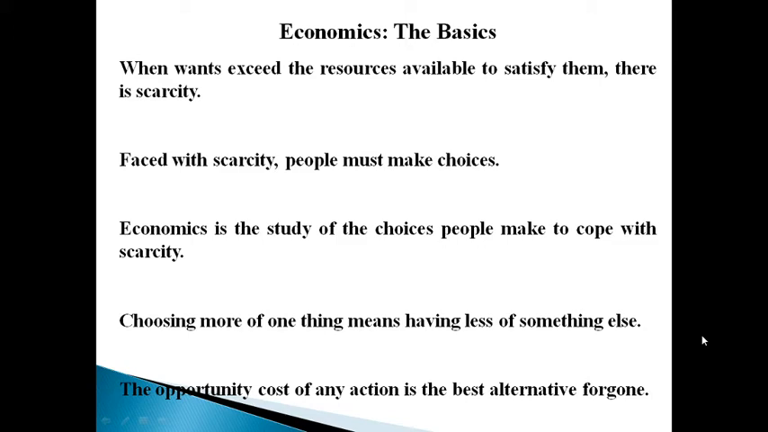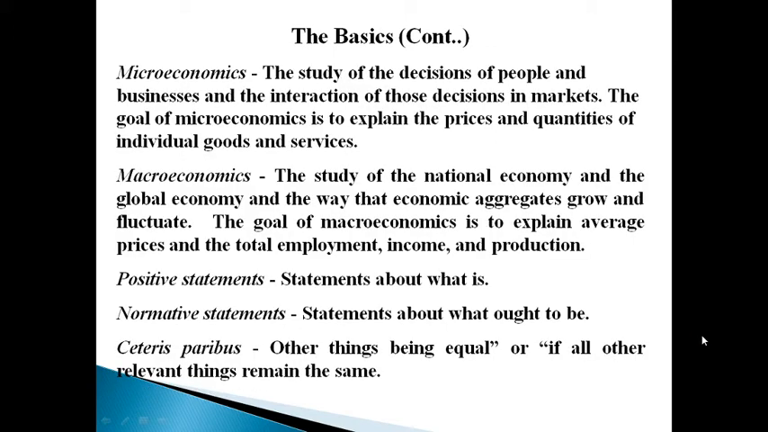And choosing more of one thing means having less of something else. The opportunity cost of any action is the best alternative foregone. What are the basics going to be? What is microeconomics? What is macroeconomics? What is a positive statement? What is a normative statement? These are all the things we are going to discuss in this topic.